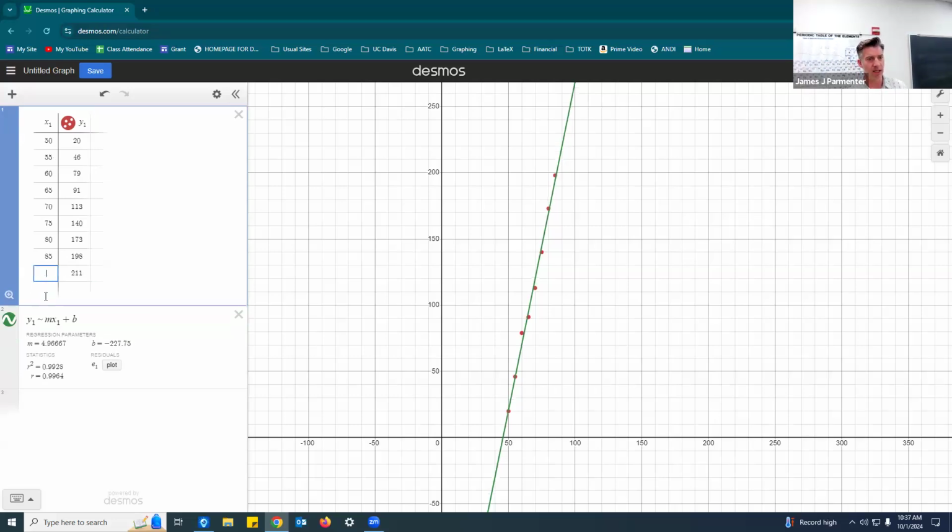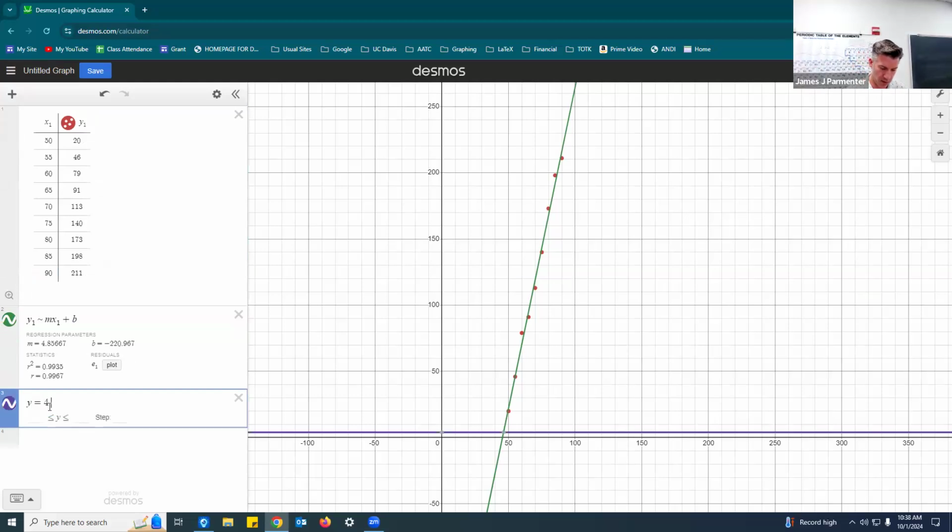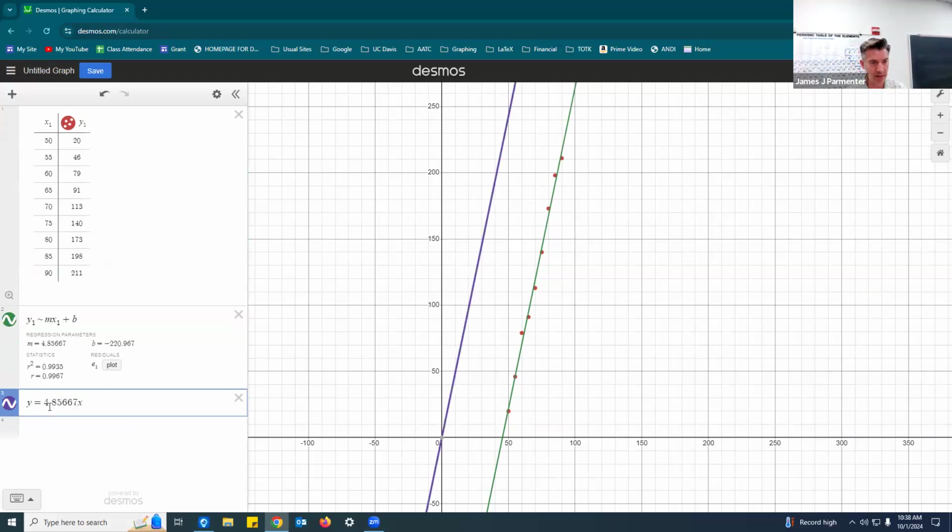Maybe not. So I guess what I would do then instead, if I really didn't want to write it out, is I would just graph the line, y equals 4.85667x minus 220.967. And then I could go ahead and turn this off.